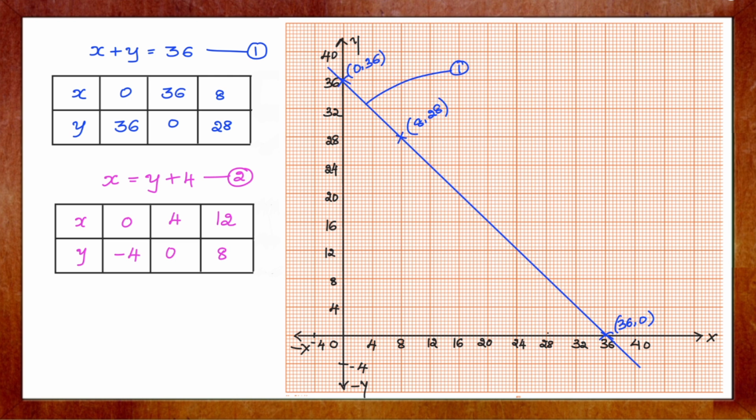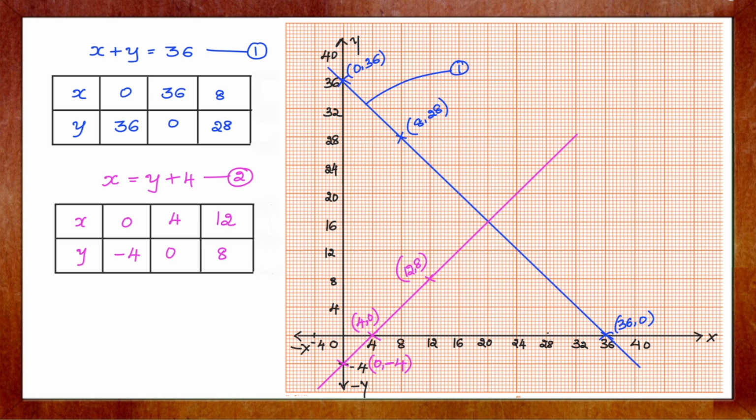Now let us draw the line representing the second linear equation. For the second equation, when x is 0, y is minus 4. So this point here represents 0, minus 4. When x is 4, y is 0. This is 4, 0. And when x is 12, y is 8. So this point is 12, 8. Now let us draw a line joining these 3 points for the second linear equation.